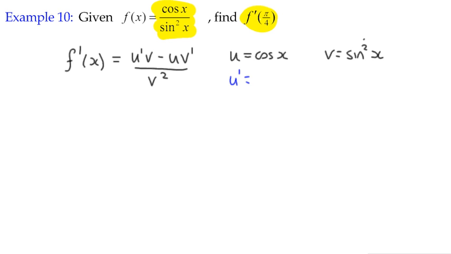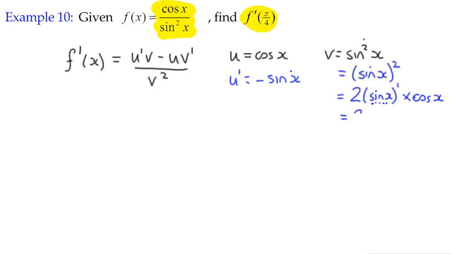Differentiating, the first term's fairly straightforward. Cos x differentiates to negative sine x. But before we differentiate the denominator, we can think of sine squared x as sine x squared. I prefer to rewrite that with a bracket just to remind you that it is the chain rule, and we're going to have 2 sine x to the power 1, multiplied by the derivative of the term in the bracket, which goes to cos x. Sine x differentiates to cos x. So a simplified version of that would be 2 sine x cos x, and that's v dash, or v prime.